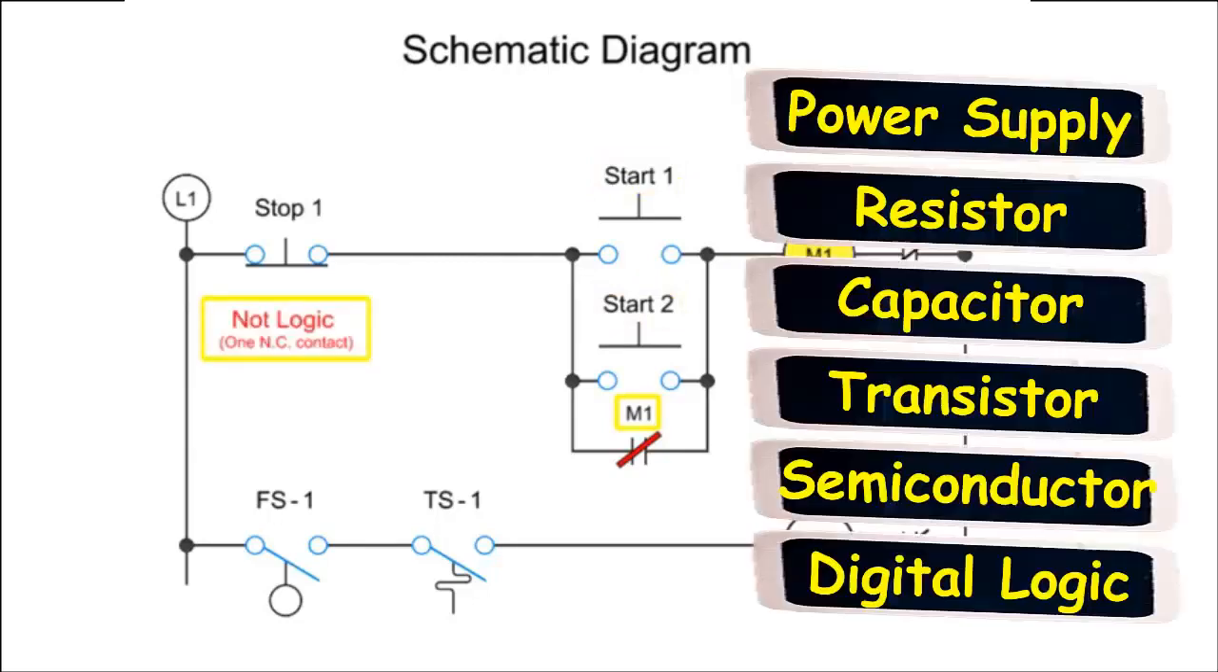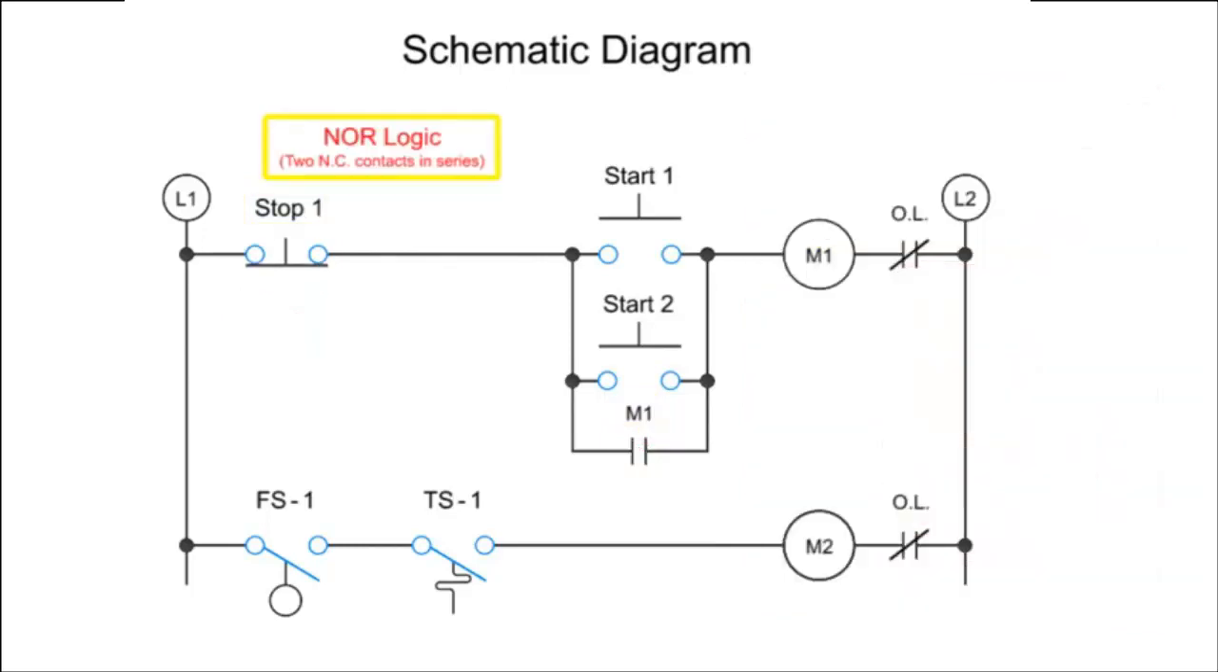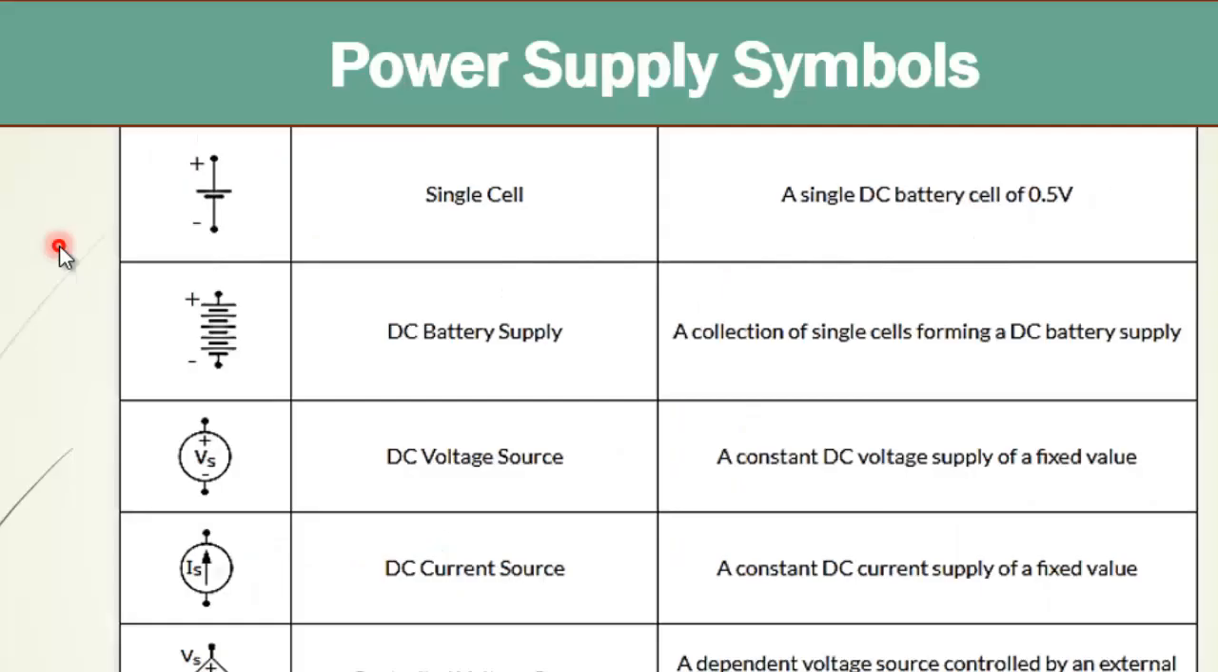Today we will see some common drawing symbols for the electronic components which are used in making electronic schematic diagrams. This will include different types of resistors, capacitors, inductors, transistors, semiconductor devices, digital logic components. All these symbols are taken from either IEEE or IEC standards. In my previous video, I have also shown different symbols for different electrical components. So let's start with the power supply symbols.